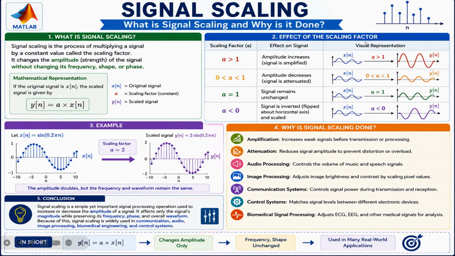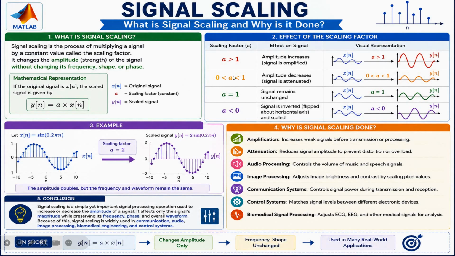Now here are the effects of the scaling factor. What happens when the scaling factor is greater than 1, when it is equal to 1, or when it is less than 0? When the scaling factor is greater than 1, amplitude increases. That is, the signal is amplified. So, this is x of n. If a is greater than 1, then your amplitude increases. You can see the difference between the amplitude of x of n and y of n.